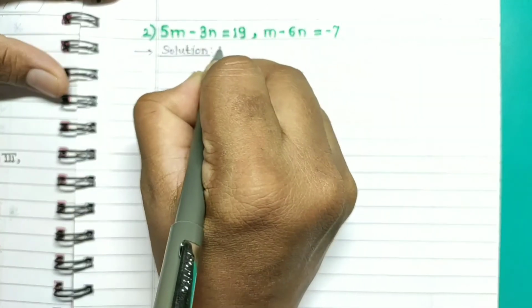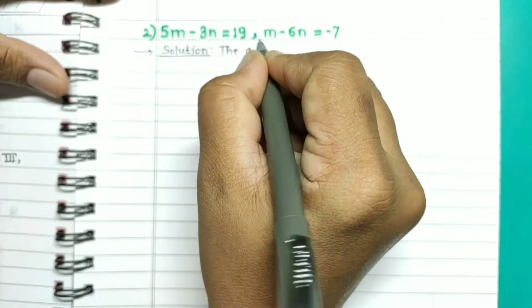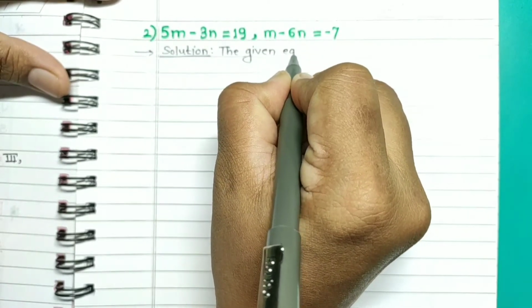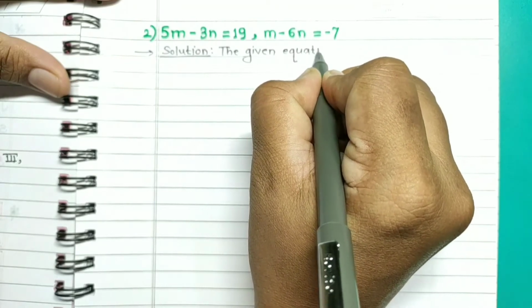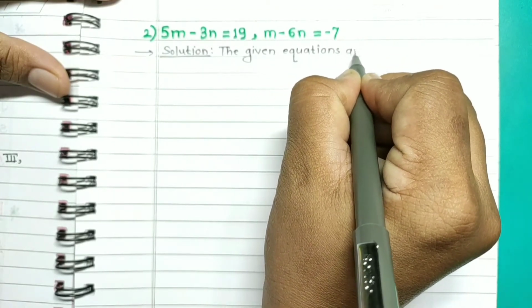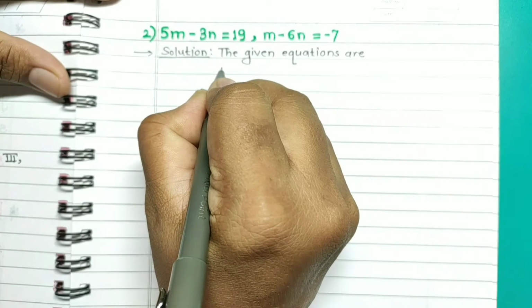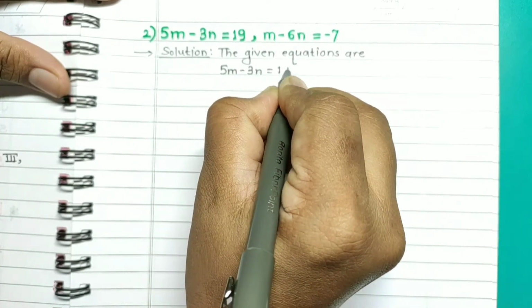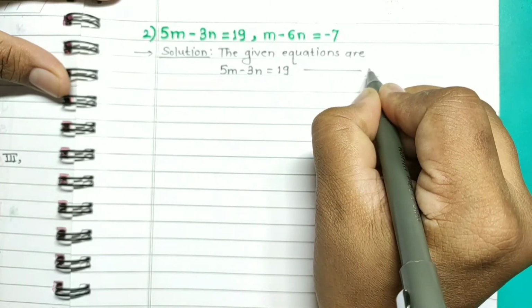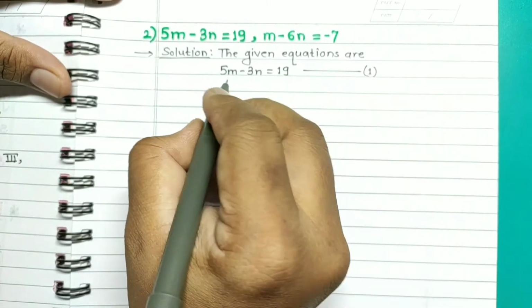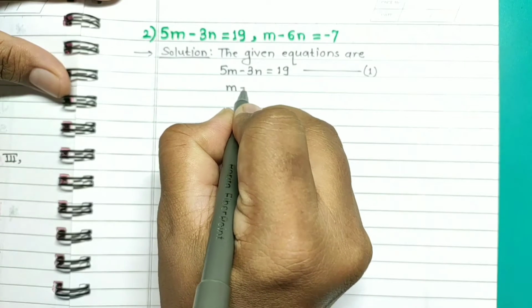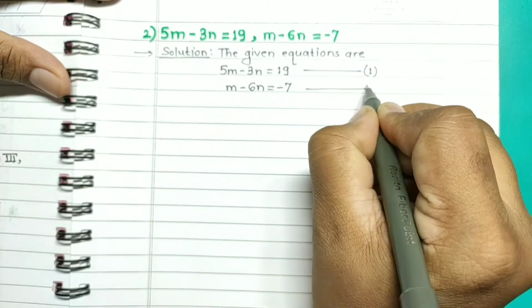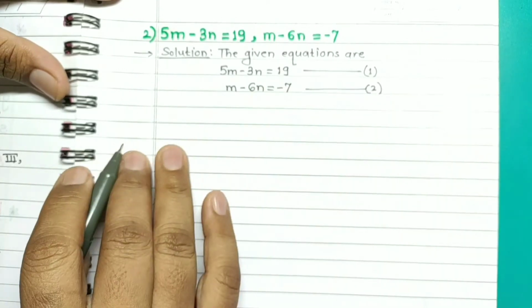The given equations are: the first equation is 5m minus 3n is equal to 19. Call it equation number 1. Then the second is m minus 6n is equal to minus 7. Call it equation number 2.